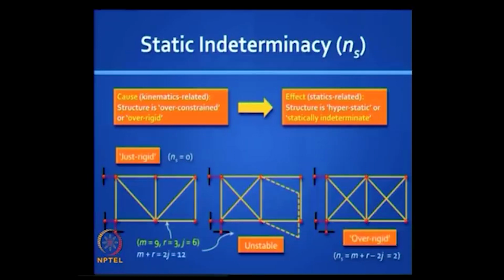So here you have an example of an unstable structure in the middle, a just rigid structure whose degree of static indeterminacy is 0, and on the right you have an over rigid structure whose degree of static indeterminacy is 2.